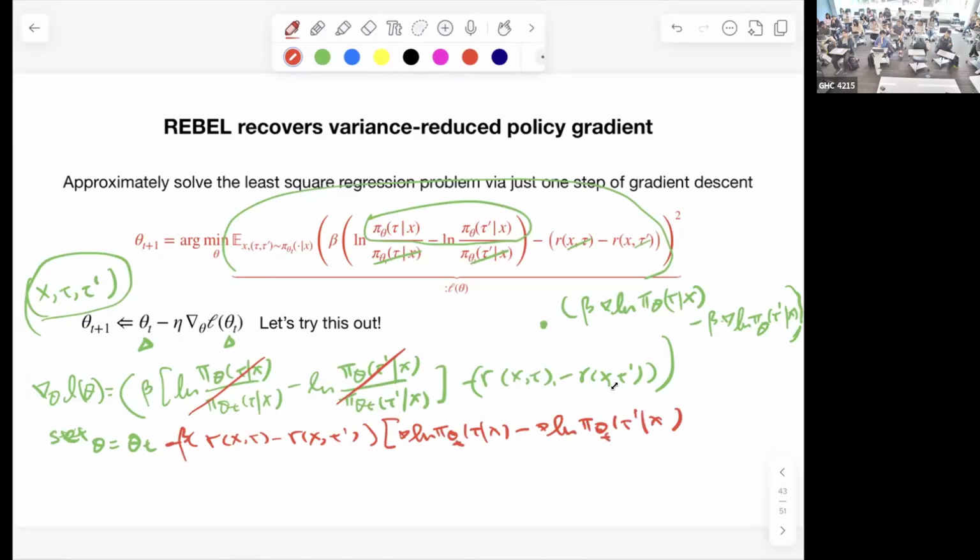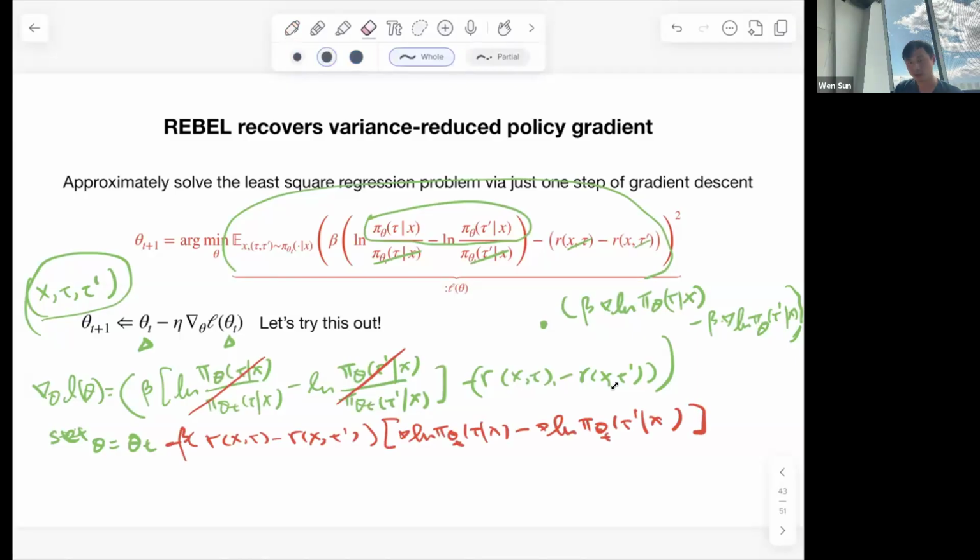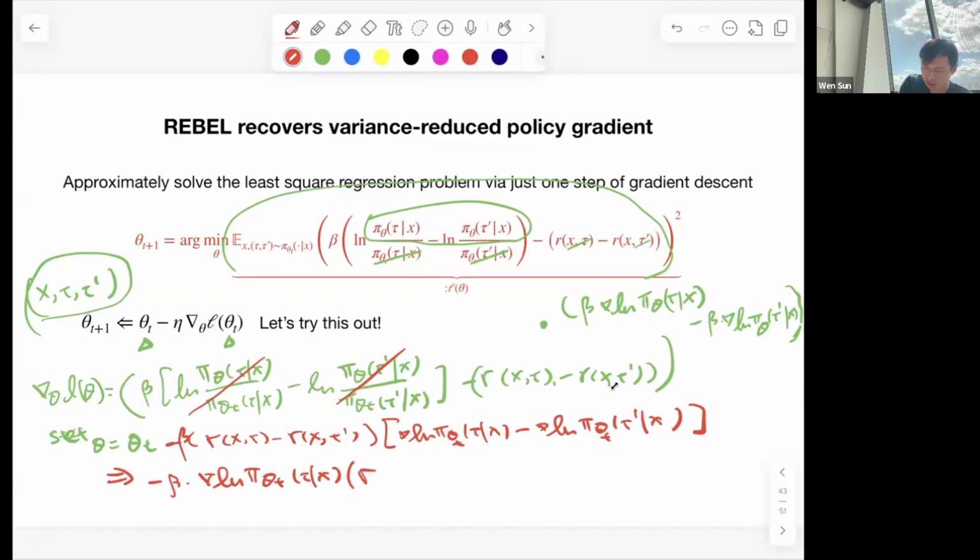Okay, good. At this point, this should remind you of something like a policy gradient, a REINFORCE format, because I can rearrange the terms a little bit. I can write this as negative beta times gradient log pi theta t tau given x multiplied by r x tau minus r x tau prime, minus another term, gradient log pi theta t tau prime given x multiplied by r x tau prime minus r x tau.